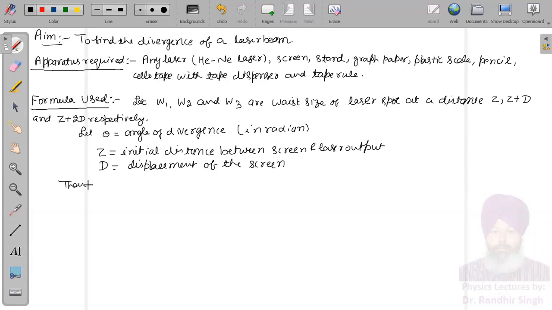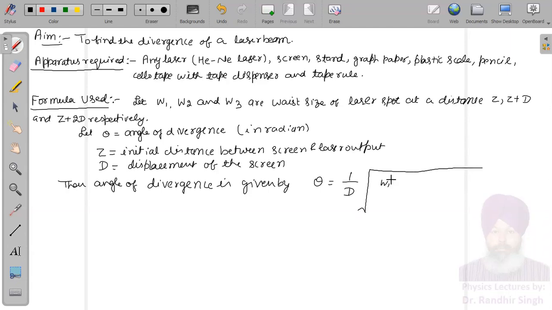Then the angle of divergence is given by theta is equal to 1 upon capital D into the square root of (W1 square minus 2 W2 square plus W3 square) upon 2. This is the formula that we will use.